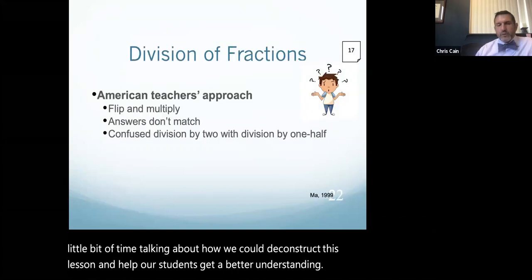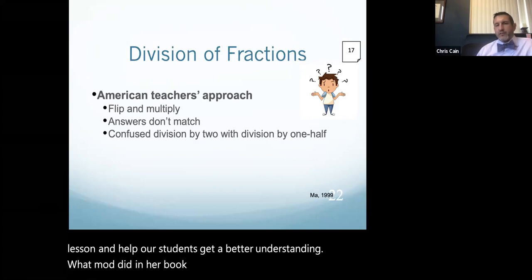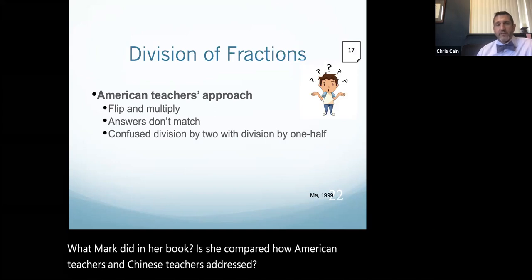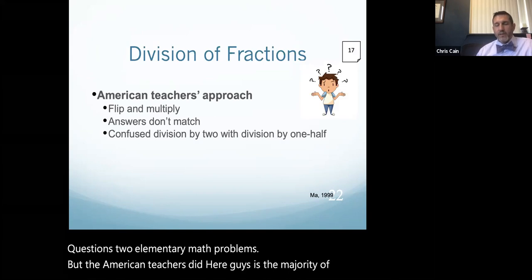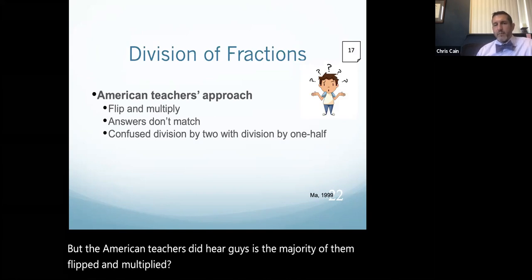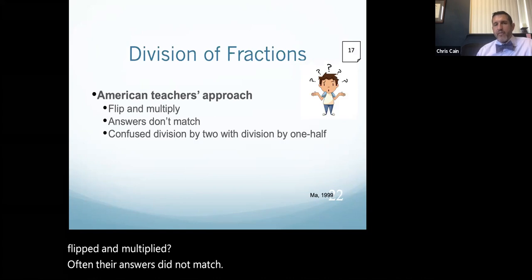What Ma did in her book is she compared how American teachers and Chinese teachers addressed questions about elementary math problems. What the American teachers did here, guys, is the majority of them flipped and multiplied. Often their answers did not match, and they confused division by 2 with division by 1/2.